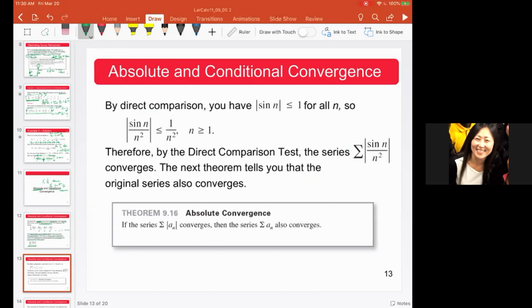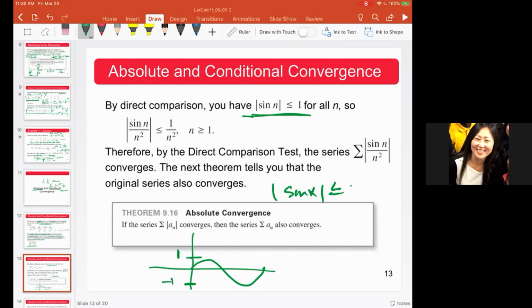So by direct comparison, sine is always less than or equal to 1, right? Because you look at your graph, the highest number is 1 and the lowest number is what? Negative 1. So sine x is always less than or equal to 1. 1 is the maximum number. So I can think of this problem as this. Does everybody agree? So the absolute value of sine n divided by n squared is less than or equal to 1 over n squared.